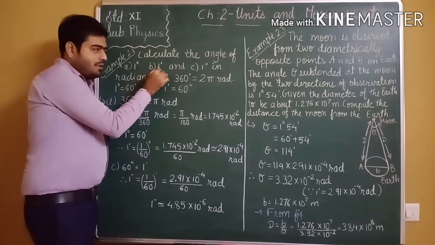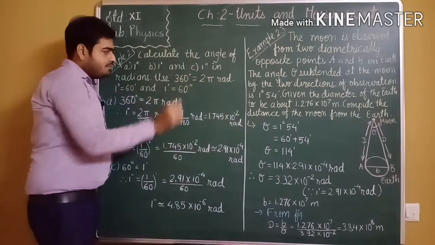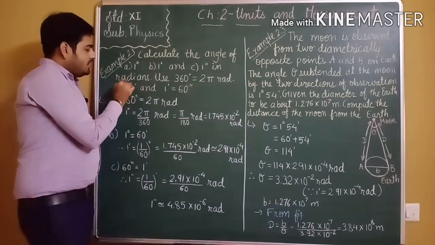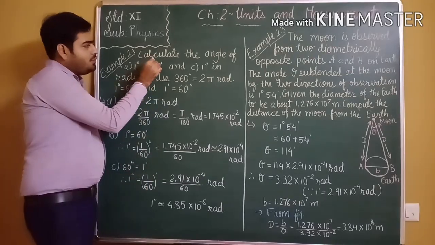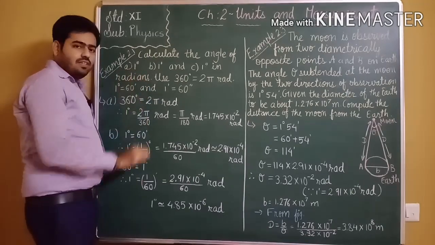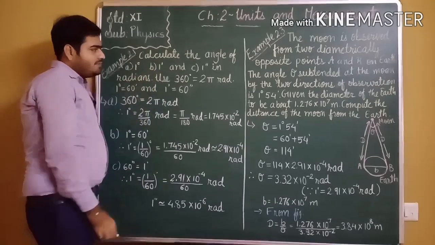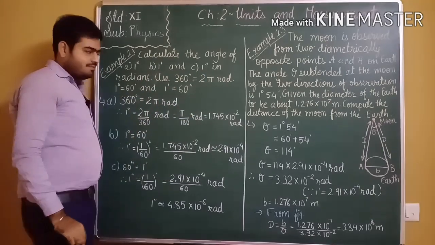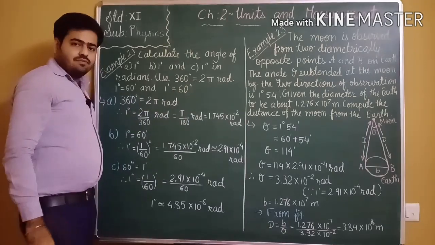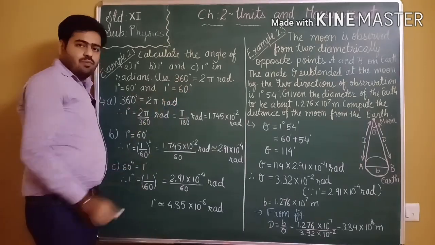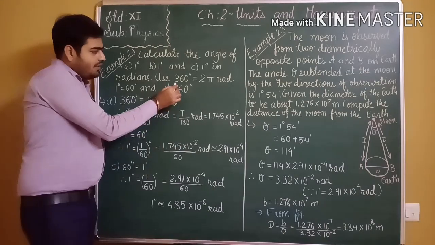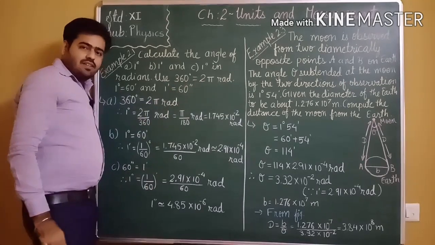Actually it is called 1 arc minute, 1 arc second, but in short we can say 1 minute, 1 second. We have to calculate these angles in radians. It means we have to convert degree into radian, minute into radian, and second into radian. Use 360 degree is equal to 2 pi radian. This relation we have already obtained in the theory of plane angle theta. That is 360 degree is equal to 2 pi radian.